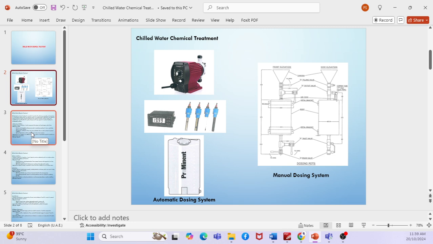Sir, I have one question. Yes, tell me. What is the ratio for mixing this chemical with the water? Yes, I will come to that in the slide below.